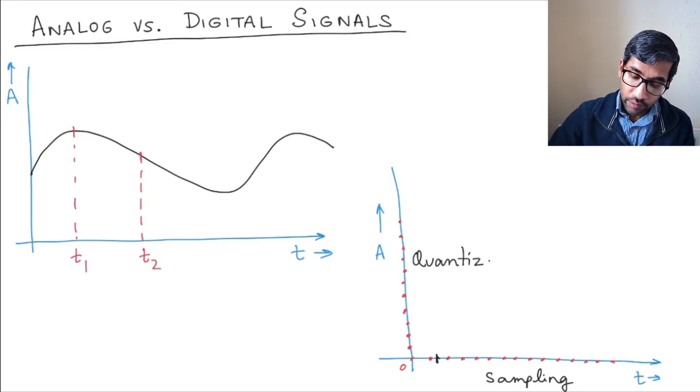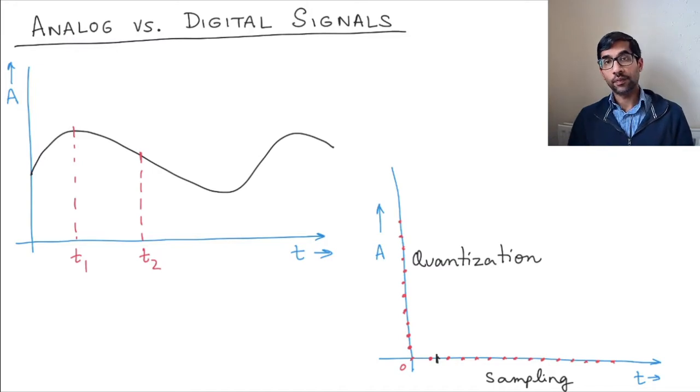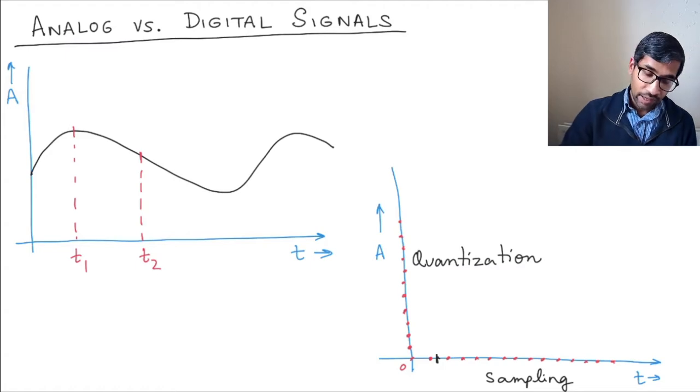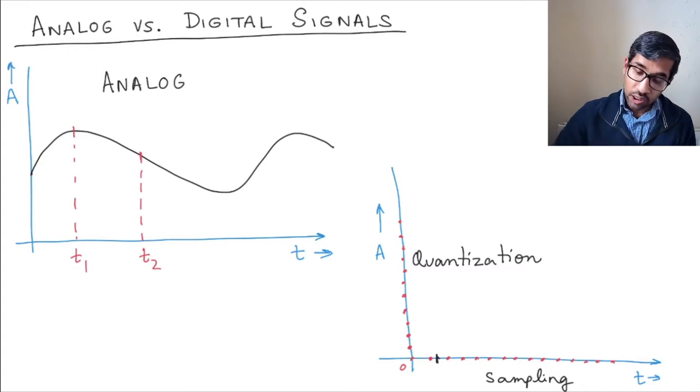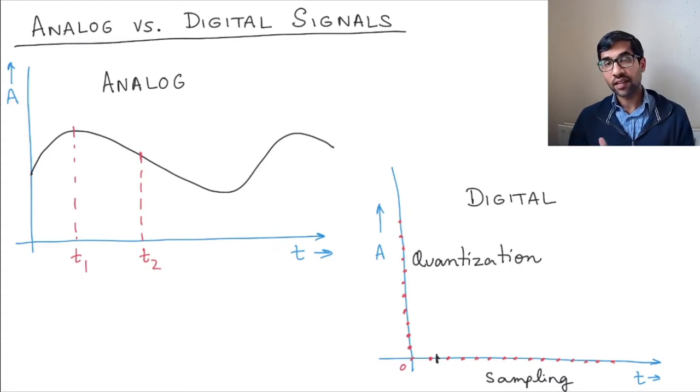Okay, and we'll talk about quantization and sampling in the next few videos. But for now, hopefully you can see the difference between analog signals, which are continuous both in time and amplitude, and digital signals, which are discrete. We use the word discrete in both time and amplitude.